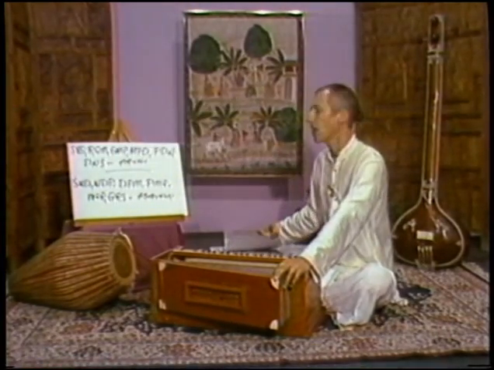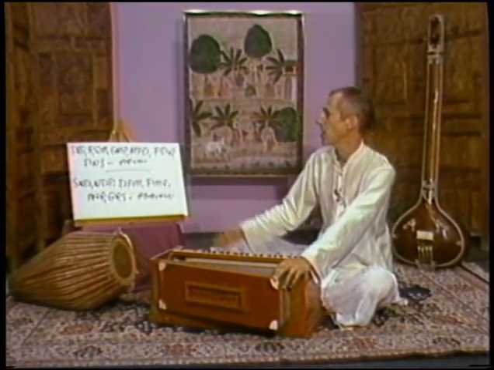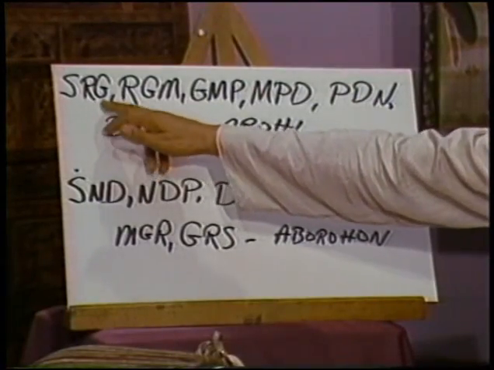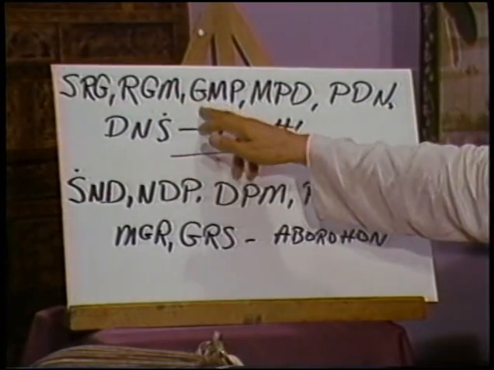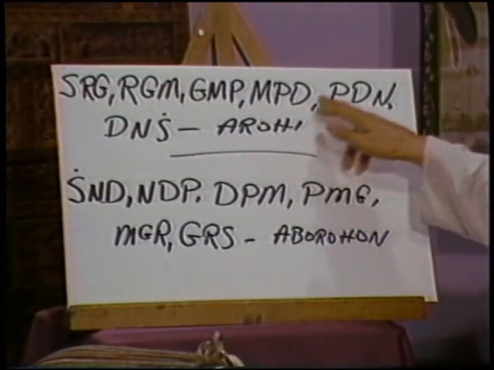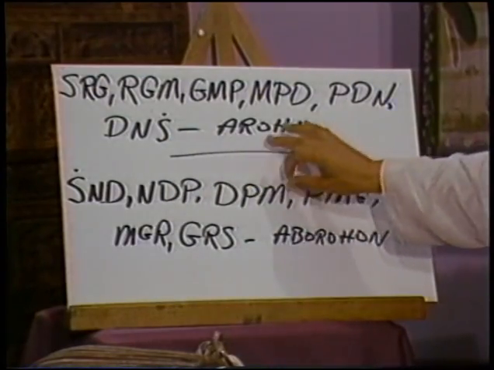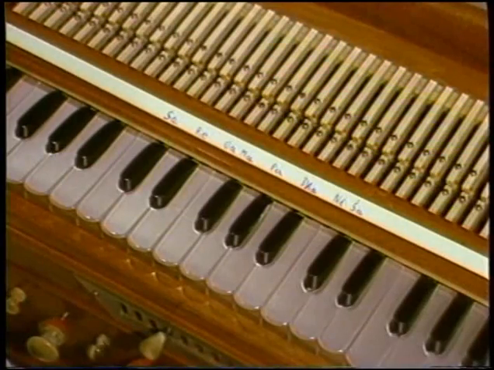So the first alankar we will learn is as follows. I have here in groups of 3, sa re ga ma pa da ni sa. This is the arohi going up, and I will play this for you now so you can hear what it sounds like. First I'll do it very slowly.